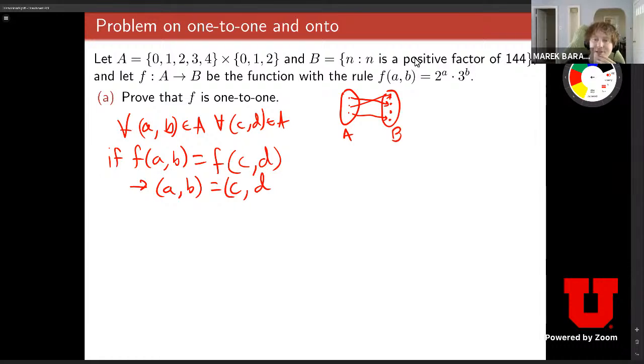So basically, you're saying that for every element over here, if you have something coming to an element like this one, any arrow here is coming from exactly one element in the domain, is what you're trying to prove. So does anyone have an idea how to start this one?